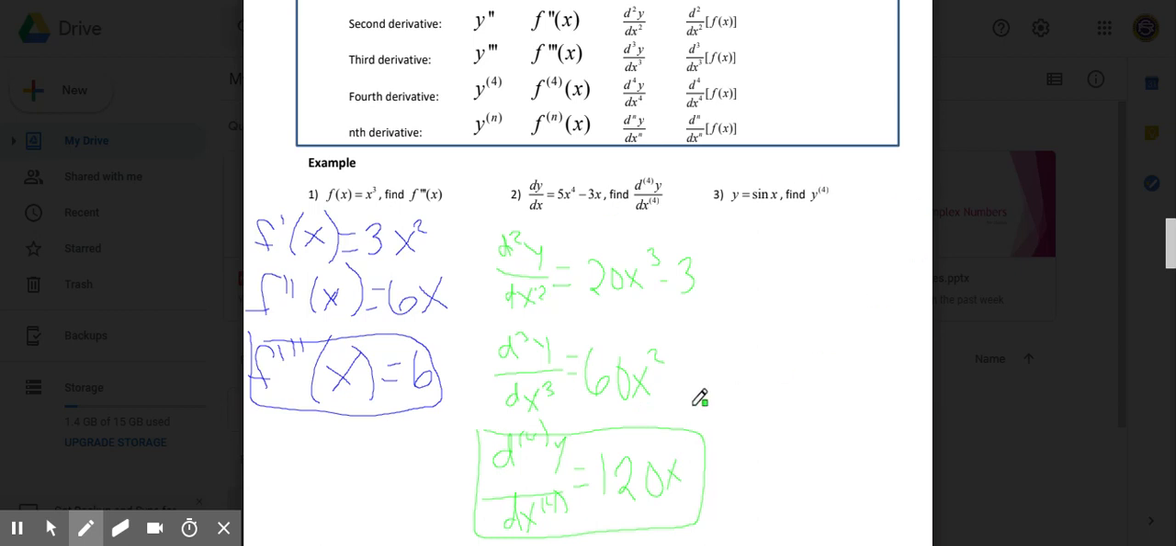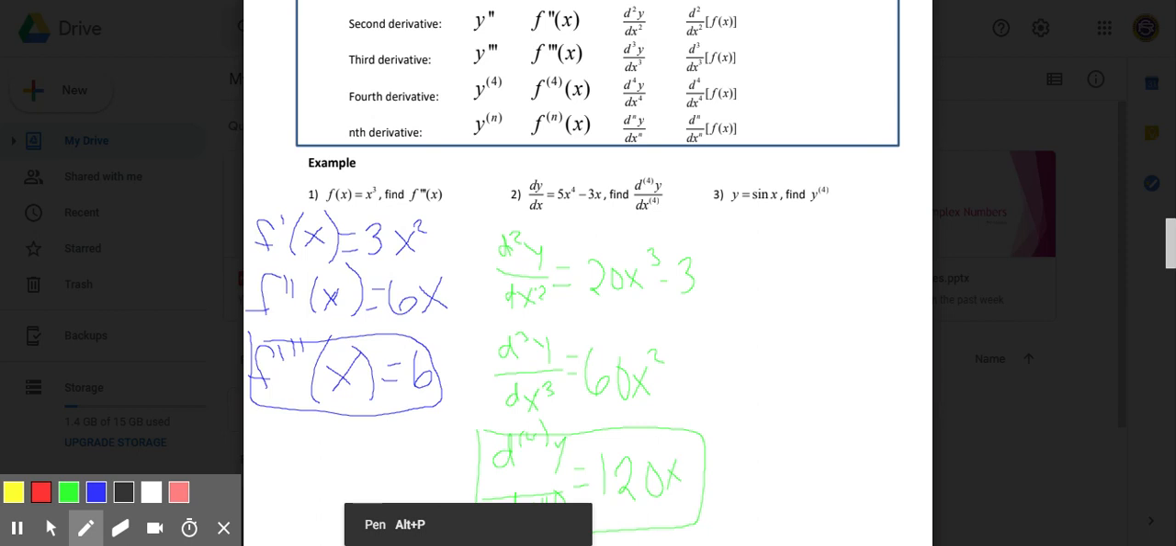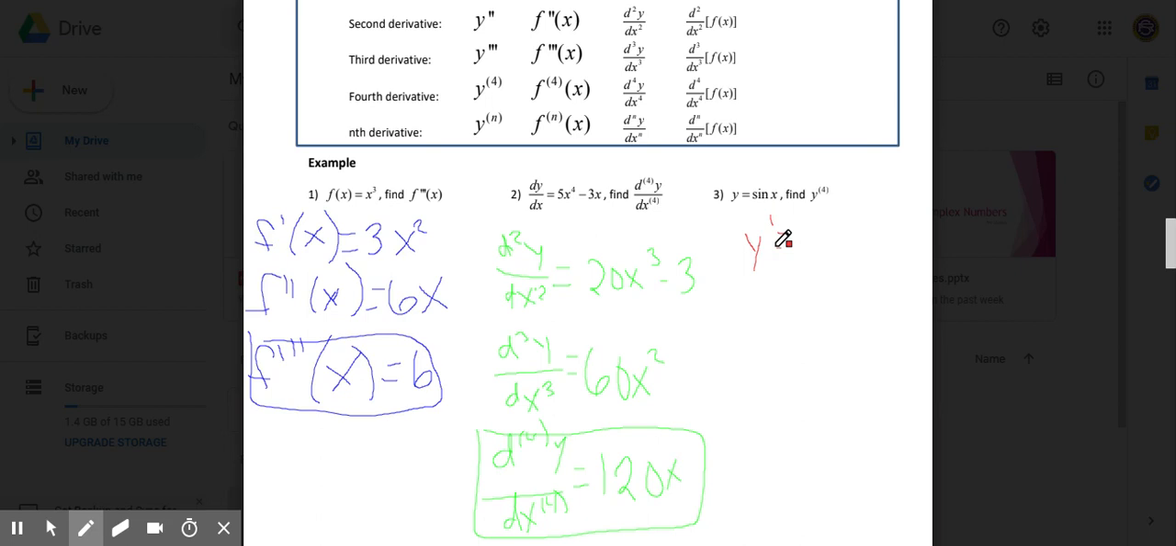Last one, so y equals sine x, and we want to find the fourth derivative. So y prime equals the derivative of sine, which is cosine. Y double prime, the derivative of cosine is negative sine. Y triple prime is the derivative of negative sine, which is negative cosine. And the fourth derivative, so this is where I'll put it in parentheses. I can write it small enough. So the fourth derivative is the derivative of negative cosine, which is positive sine.